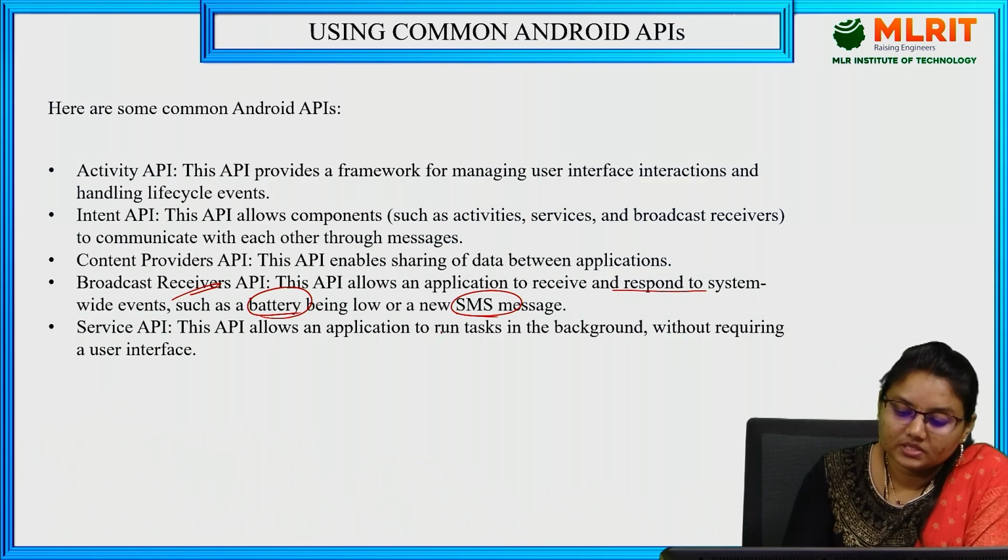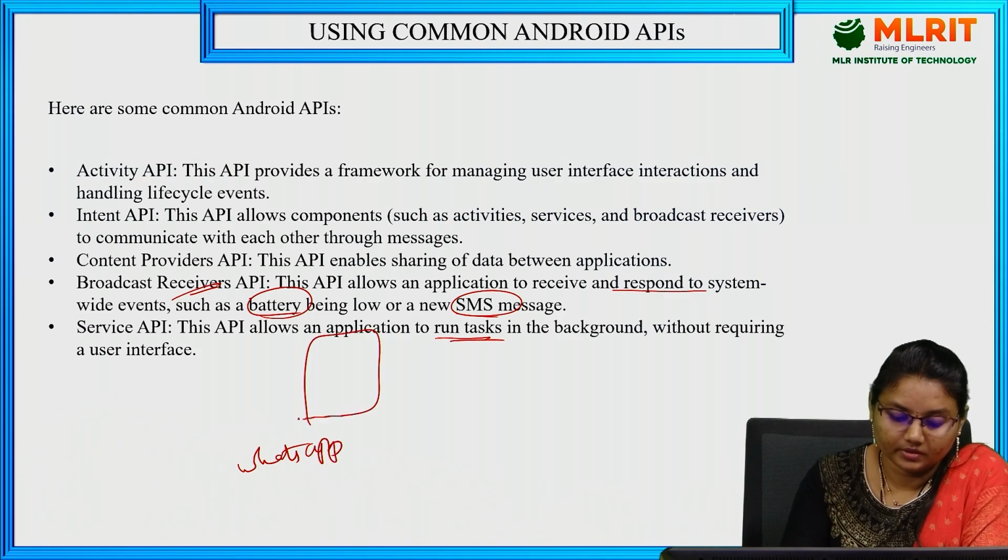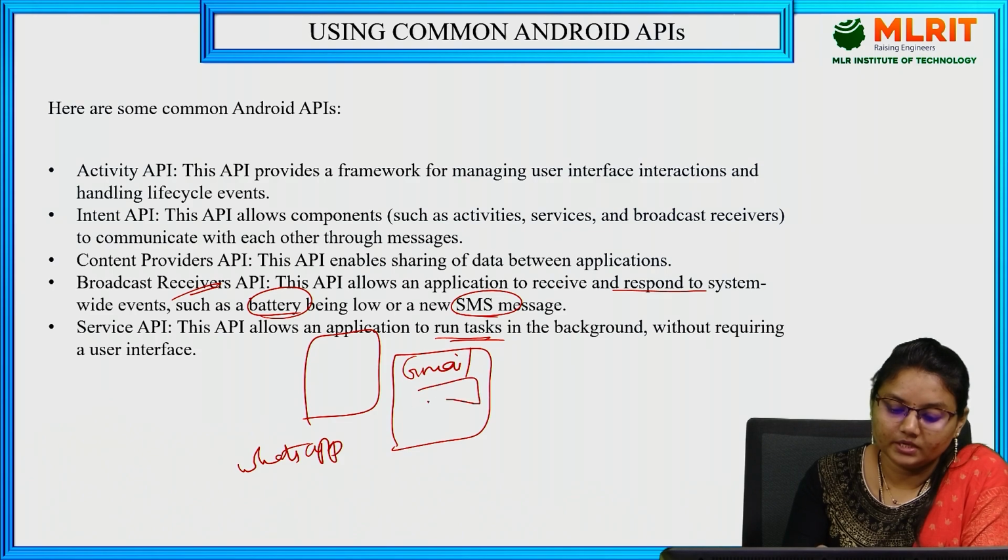Service API. This API allows the application to run tasks in the background. What is happening? Suppose you have opened WhatsApp this time, and for the time being you got a mail, then what happened? Your WhatsApp will go to the background and you will open your Gmail. You check your mails.